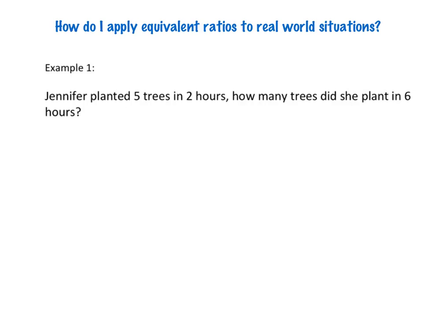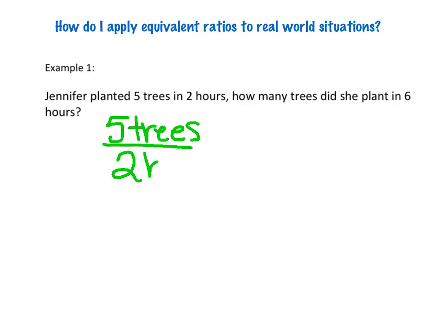So how do I apply equivalent ratios to real-world situations? In my first example here, it says that Jennifer planted 5 trees in 2 hours. How many trees did she plant in 6 hours? So what I want to do is I want to write this ratio of 5 trees in 2 hours.